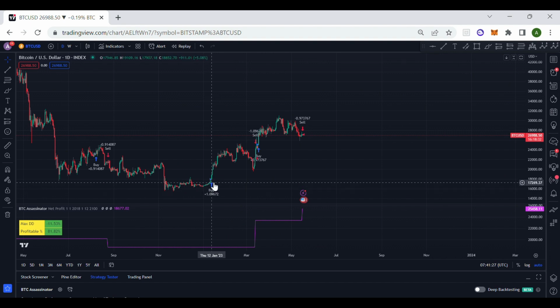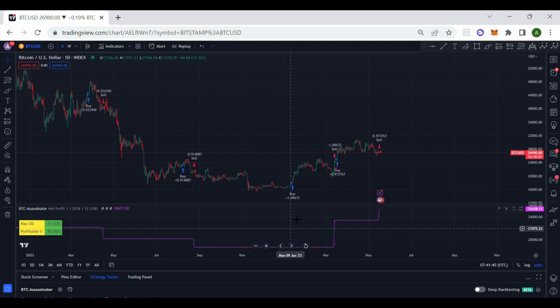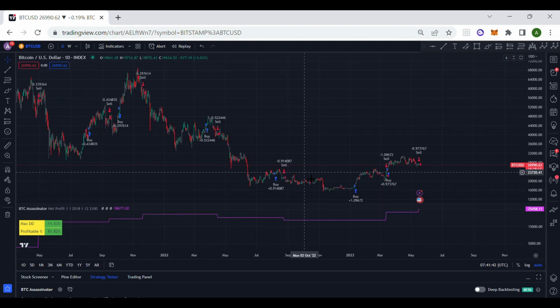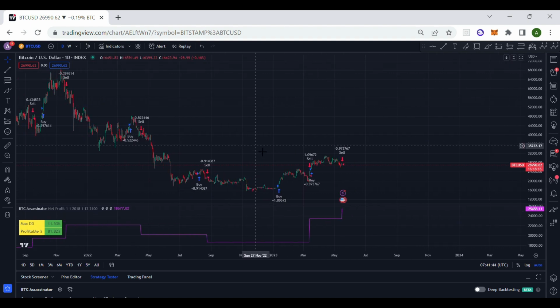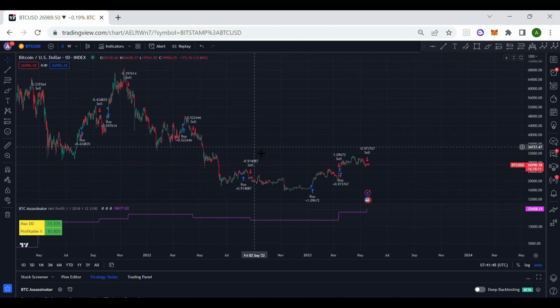So it told us to buy here and then sell here, and look at this massive jump up in net profit. Told us to buy again and then sell here, and another jump in net profit. And this is amazing if you think about it. You're making money pretty much in a bear market, pretty much in a time where there are economic problems and struggles, and you're still making money in the crypto world using this.